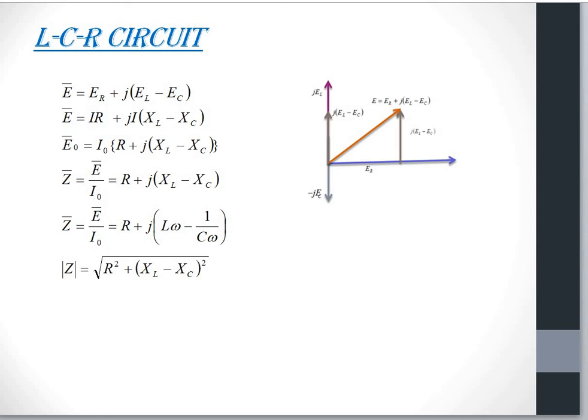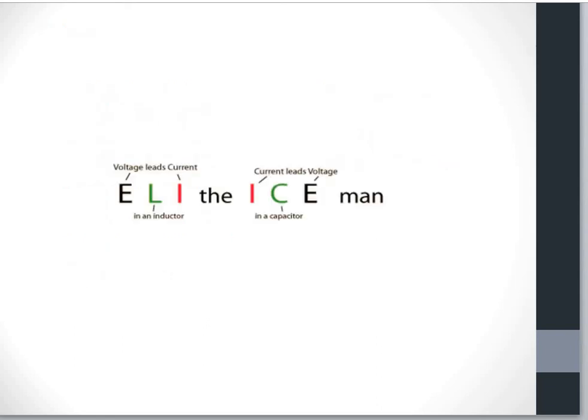Okay. ഇനി ഞാൻ നിങ്ങൾക്കൊരു മറന്നു പോവാതിരിക്കാനുള്ളൊരു സാധനം കാണിച്ചു തരാം. ഇതൊന്ന് ആലോചിച്ചാൽ മതി. ELI the ICEman. ELI എന്ന് എഴുതി കഴിഞ്ഞാൽ ഈ വോൾട്ടേജ് ലീഡ്സ് ദ കറണ്ട്. Okay. So here inductance, L for inductance. ELI എന്ന് പറയുമ്പോൾ വോൾട്ടേജ് ലീഡ്സ് ദ കറണ്ട്. ഇൻഡക്റ്റൻസിന്റെ കേസിൽ വോൾട്ടേജ് കറണ്ടിനെ ലീഡ് ചെയ്യുന്നു.